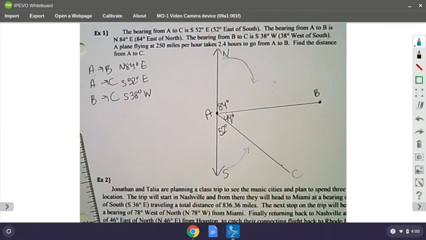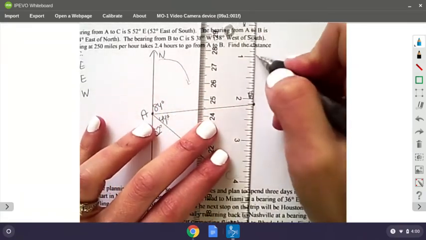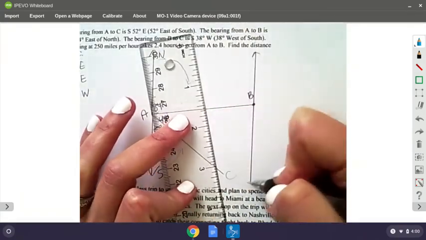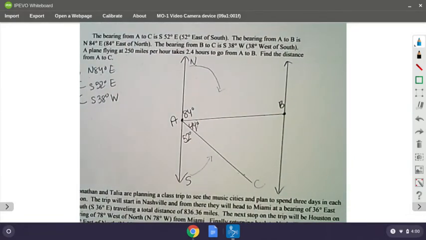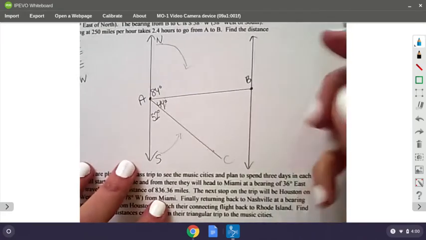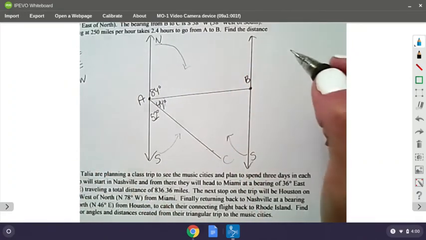Okay, so next I have to do my bearing from B to C. So from B to C, I need my bearing line. B to C is 38 degrees west of south. So let's think about south is down here. West of south is going to be this way. So 38 degrees that way.